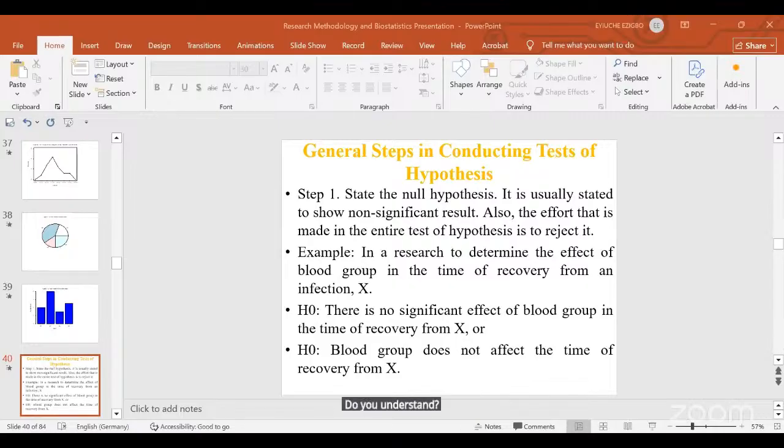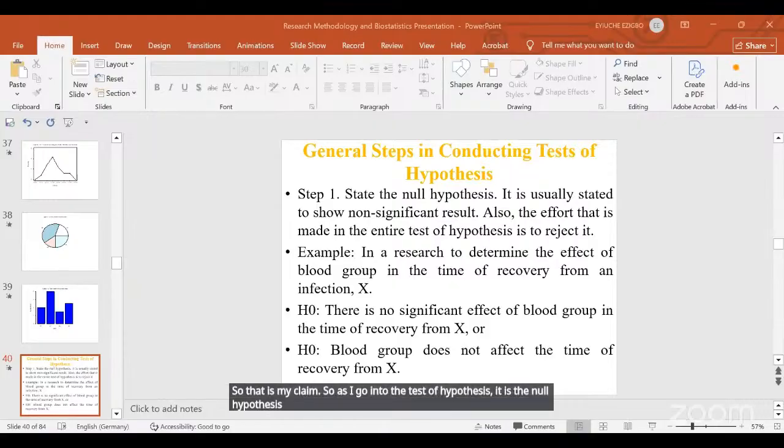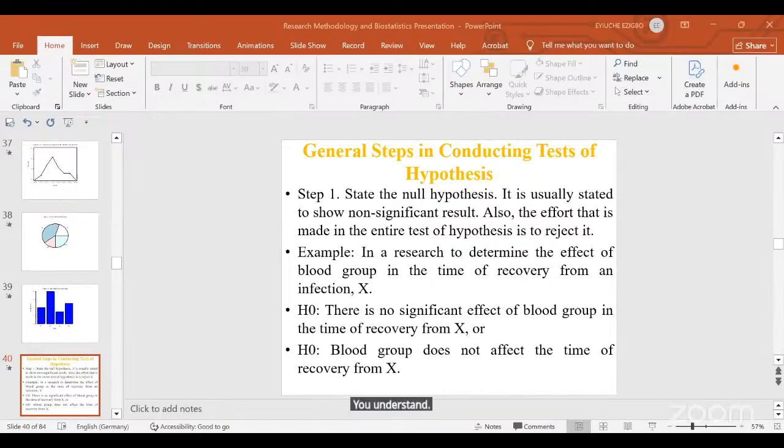The claim I'm trying to find out, I will claim that these people in this region, their proportions are not the same. In other words, they do not conform to the WHO standard. So that is my claim. So as I go into the test of hypothesis, it is the null hypothesis that is against my claim. Do you understand? While the alternative is in support of my claim.